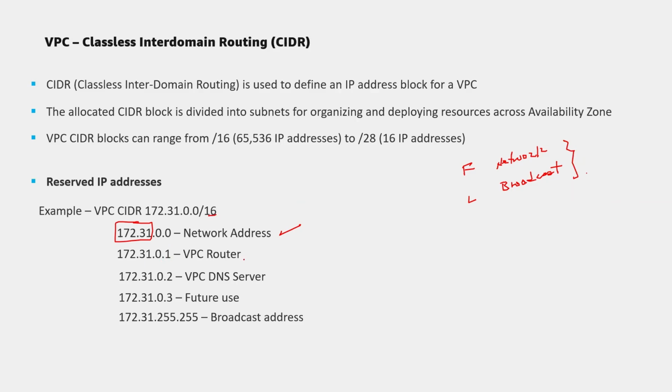172.31.0.1, the next IP address, is reserved for the VPC router. The second IP address after the network address, 0.2, is reserved for the VPC DNS server. We have a DNS server inside our VPC. Remember that. And 172.31.0.3 is simply for future use. And the last IP address, the 255, is the broadcast address. So this one and this one are as in the real world scenario, but the rest are reserved for AWS purposes. Remember this when we talk about VPC. This applies for each subnet we create.